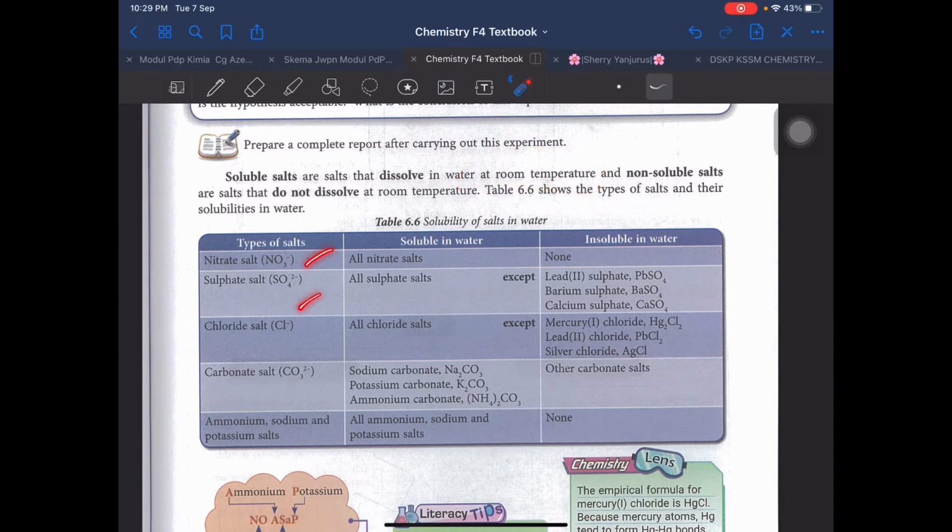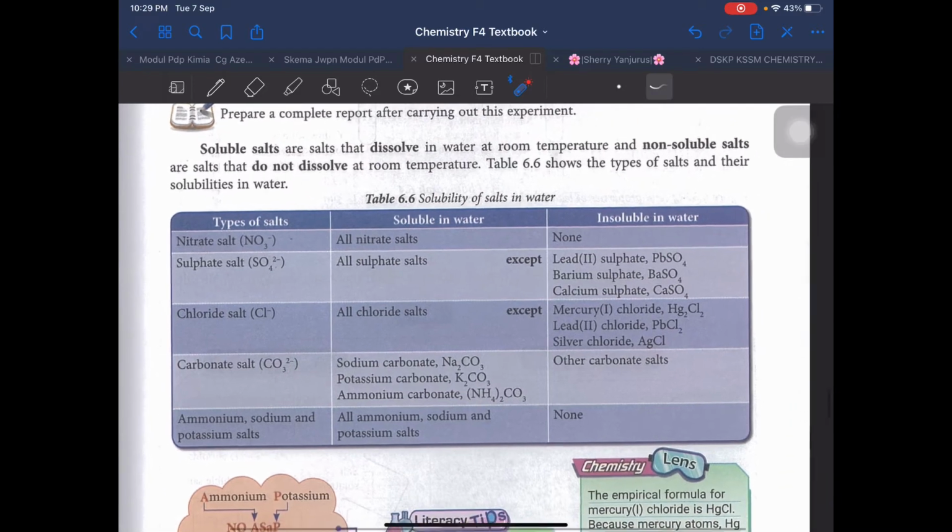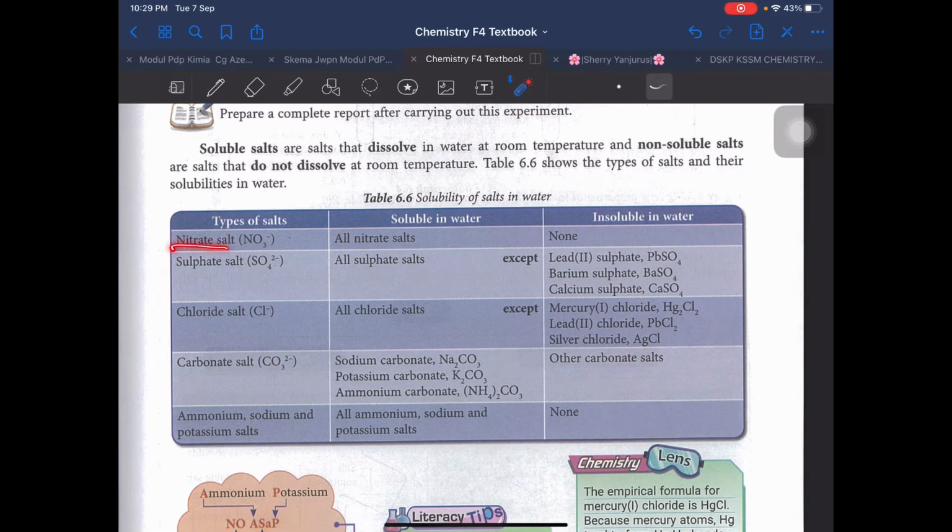There are 4 types of salts mainly. Number 1, nitrate salts, NO3 minus. So, apa-apa logam yang digabungkan with the nitrate. Contohnya magnesium nitrate, also aluminium nitrate. Any metal ion that is combined with nitrate, all of it is soluble in water. None of them are insoluble in water. Tidak ada. There's no nitrate salt that is insoluble. Semua nitrate soluble.